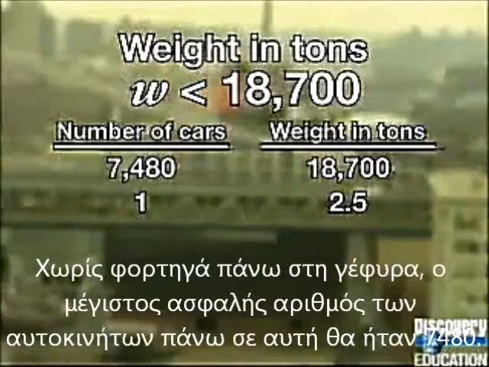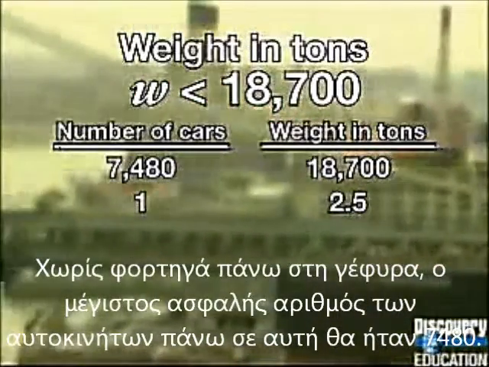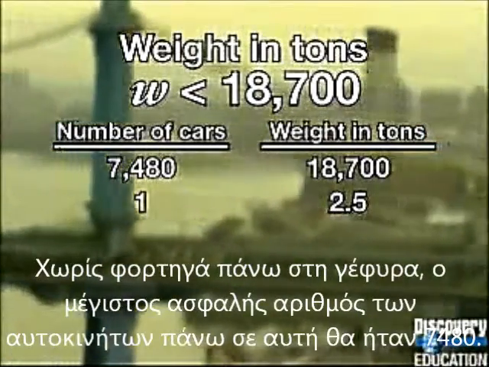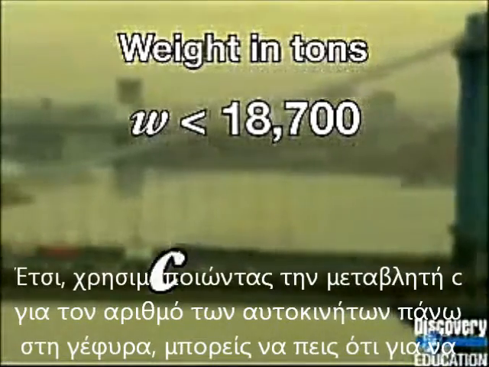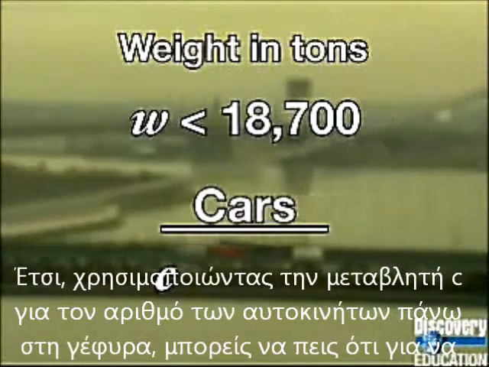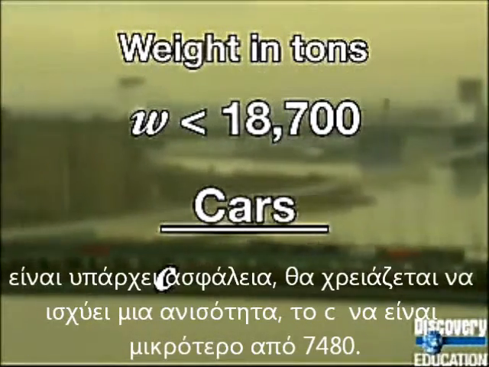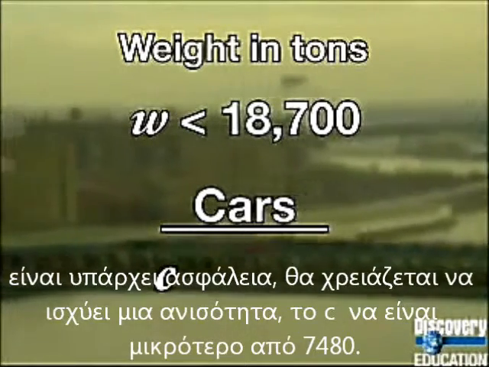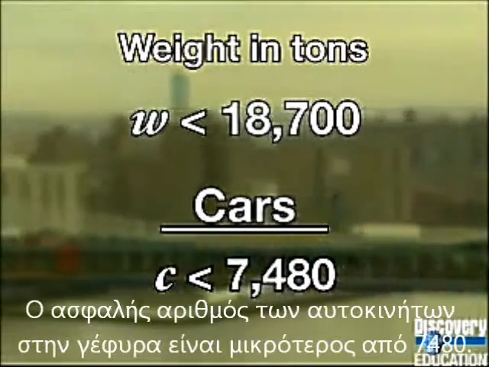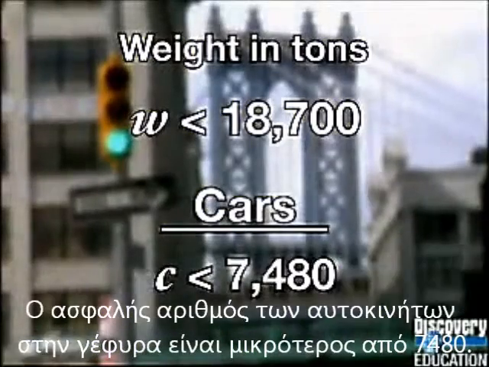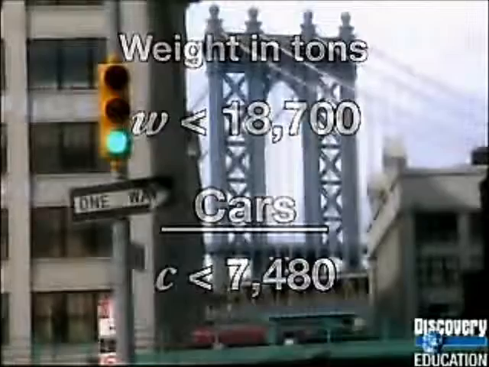We can use that value in another inequality. If only cars, no trucks, were on the bridge, the maximum safe number would be 7,480. So, using the variable c for the number of cars on the bridge, you could say that to be safe, you would need this inequality to be true. C is less than 7,480. The safe number of cars on the bridge is less than 7,480.